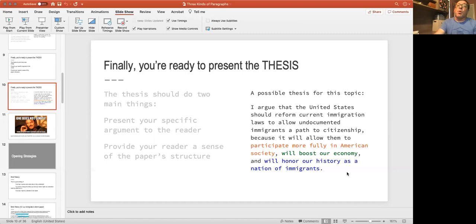And then this paper requires three distinct, clear outcomes that you would create as a result of doing this. So it would allow them to participate more fully in American society, will boost our economy, will honor our history as a nation of immigrants. And what that does is that creates, again, they're in different colors to highlight that, yes, these are distinct, separate body paragraphs that you are then going to develop. So your reader knows where you're going, and as you're writing it, you know where you're going, which is great.